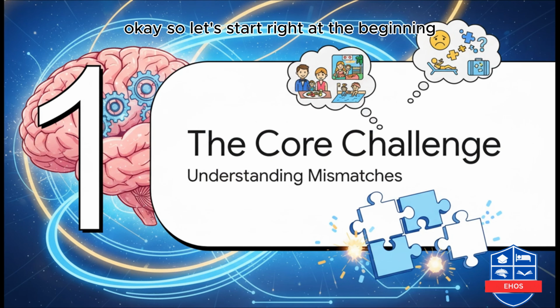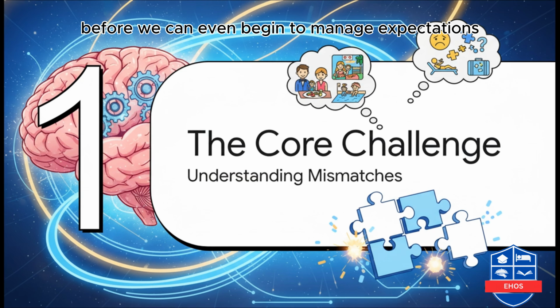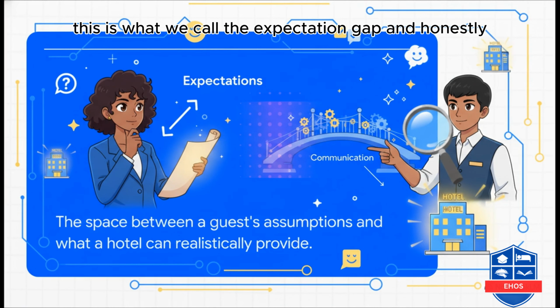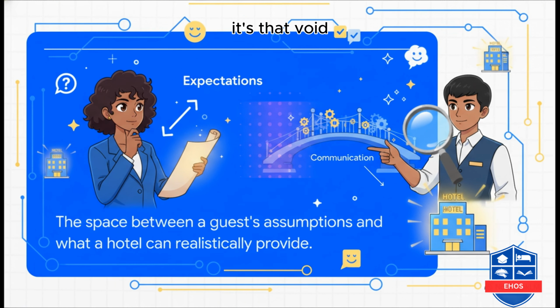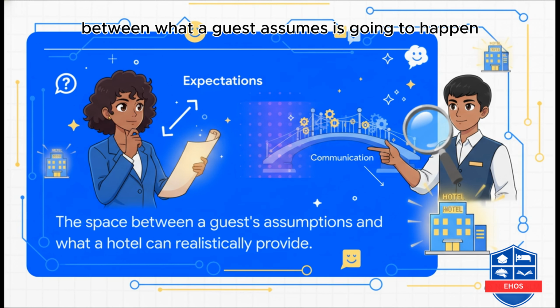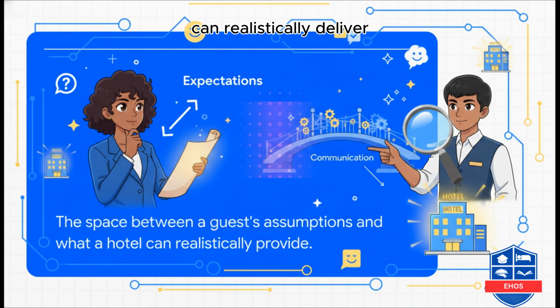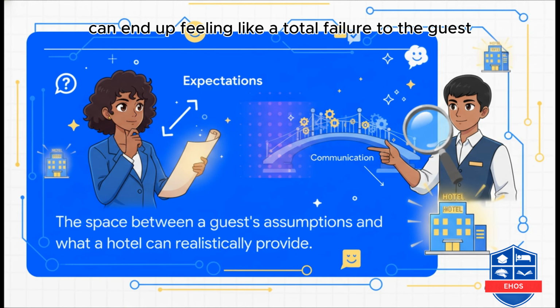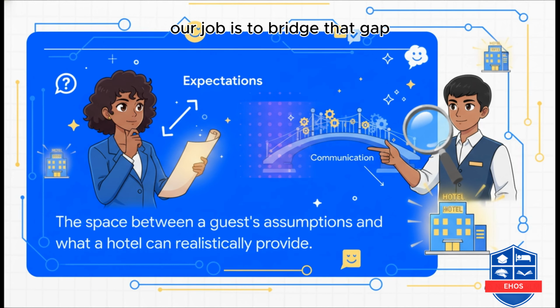Okay, so let's start right at the beginning. Before we can even begin to manage expectations, we first have to understand where they come from and, more importantly, why they so often clash with the reality of our operations. This is the foundation for everything that follows. This is what we call the expectation gap. And honestly, it's a pretty dangerous space. It's that void between what a guest assumes is going to happen and what we, the hotel, can realistically deliver. If we don't manage this gap with clear, honest communication, even the most perfect solution can end up feeling like a total failure to the guest. Our job is to bridge that gap.